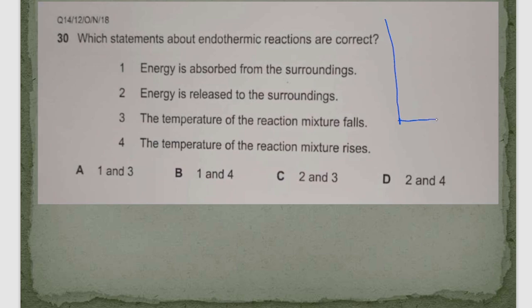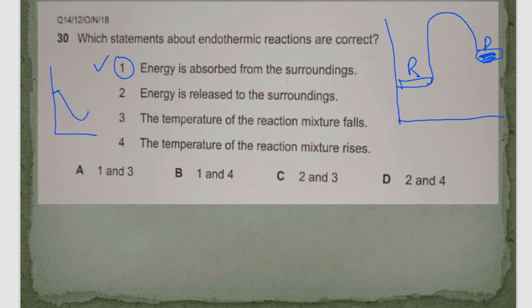This is the energy profile diagram for endothermic reactions, where products have more energy. When products have more energy than reactants, you must know that they have absorbed energy from the surroundings. So this option is correct. Whenever an endothermic reaction takes place, the temperature of the surroundings will fall. If this is room temperature, then it will reach a lower temperature, because the product has the energy. It is not going to give energy to the surroundings.